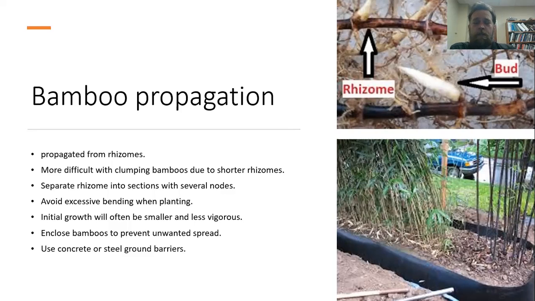If you are going to use a spreading variety of bamboo, it is incredibly important that you have a way to enclose that bamboo and keep those rhizomes from spreading out. They can be quite a nuisance, not only to you, but they have a tendency to grow under fences and give a little bit of a challenge to your neighbor. So either concrete or steel ground barriers is a really good idea. Make sure that they go down significantly deeper than the rhizome does as a way to prevent that bamboo from getting out of hand.